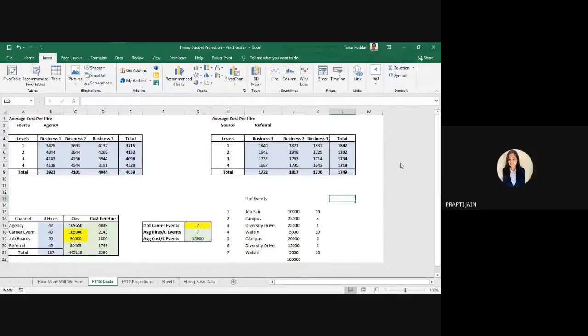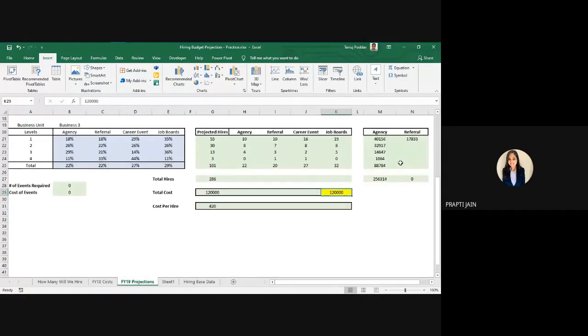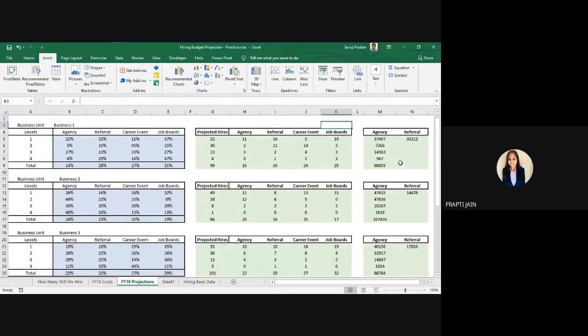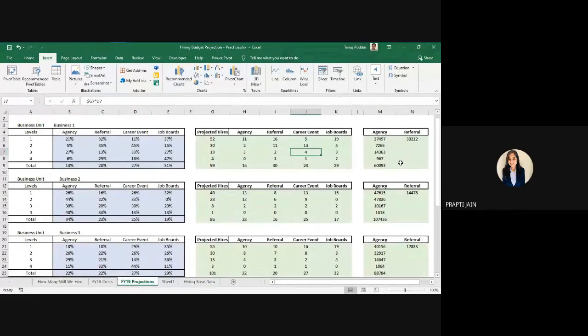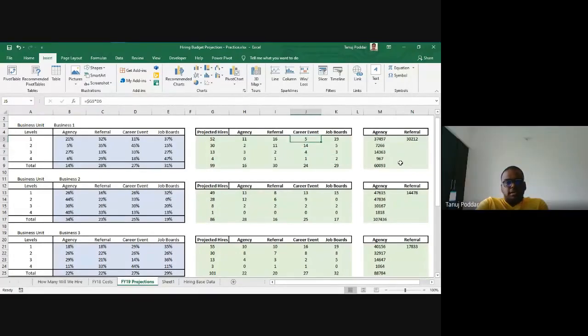Which one? In the FY19 projections sheet, the tables on the right where we have calculated the percentages for job boards and career events. Yes. So why are we taking into consideration those percentages at all? Why are we doing this exercise by including them? Because we'll also need to know how many people we are going to get through these channels, right? And in case you want to say whether there is going to be an increase or decrease in the costs associated with these two channels as well.